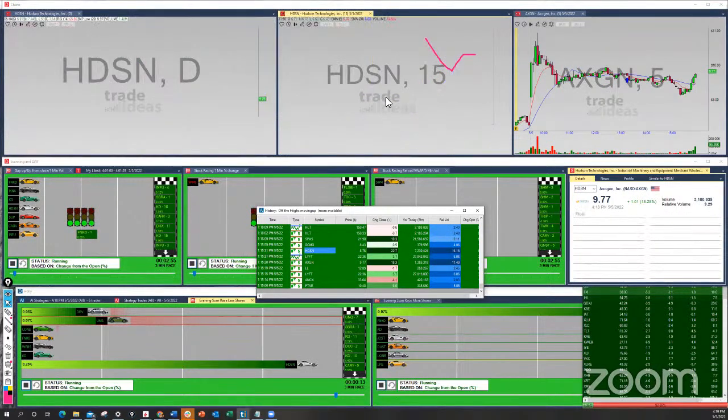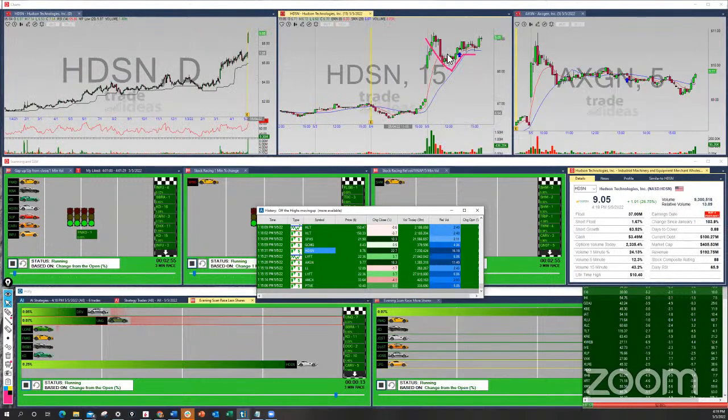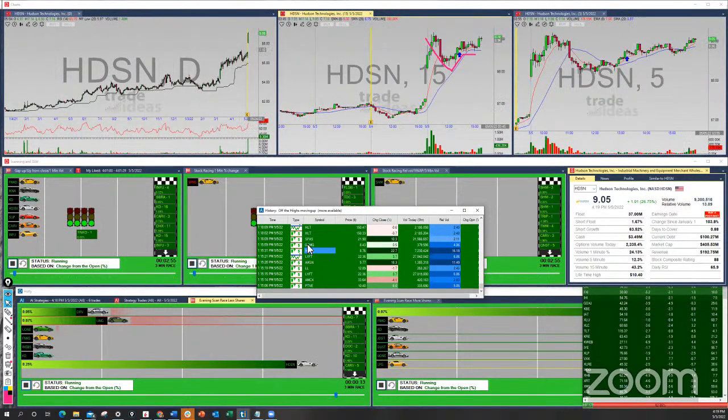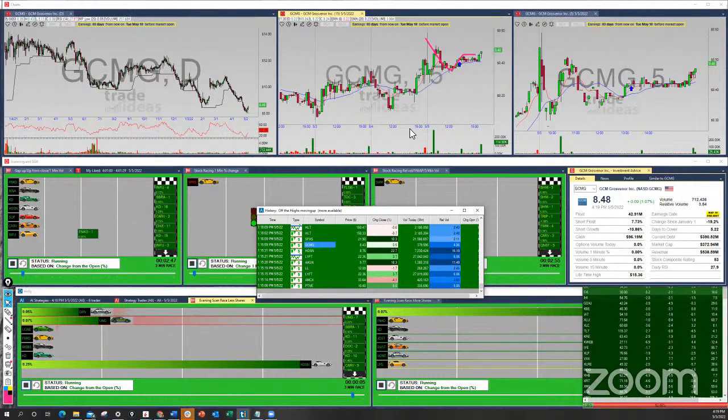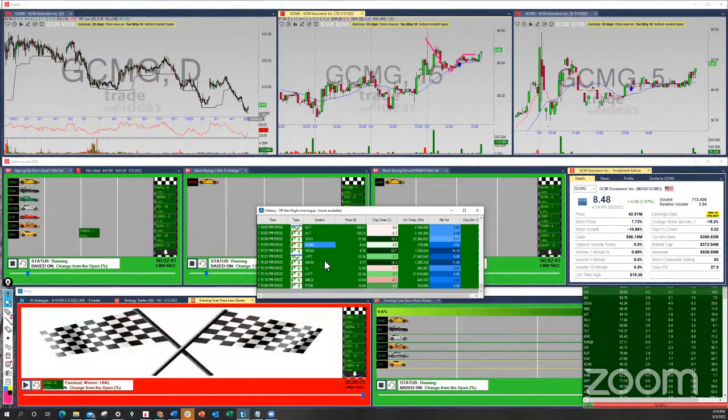HDSN. Yeah, this one kept going. So all right, we found a little alpha with that one. And remember, we're looking at this in the middle of the afternoon too, not exactly what I'd consider prime trading hours.